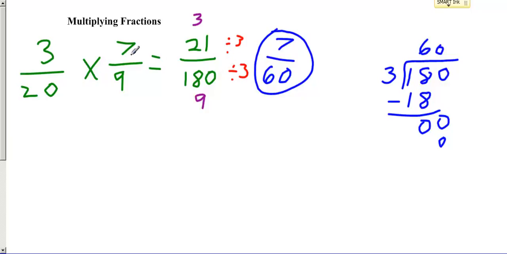I had to multiply the numerators, multiply the denominators, and then reduce. What was the hardest part about this problem for you? For me, it was the reducing. That's a pain in the neck. Let's try another one.